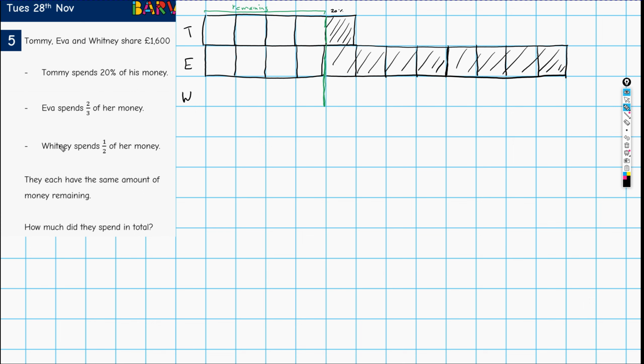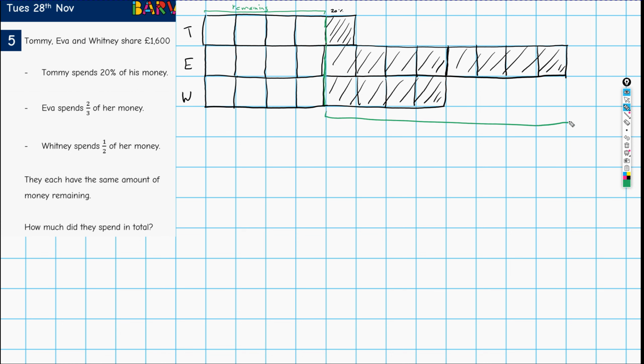And Whitney, well, we're told that Whitney spends a half of her money. So that's 1, 2, 3, 4 again, and 1, 2, 3, 4. So this is what Eva spent. So this is everything here. All of this is what has been spent.